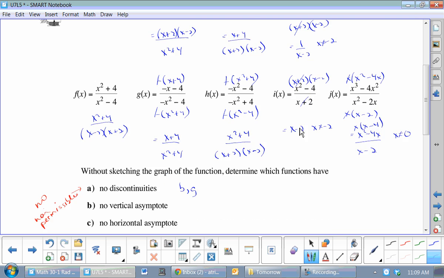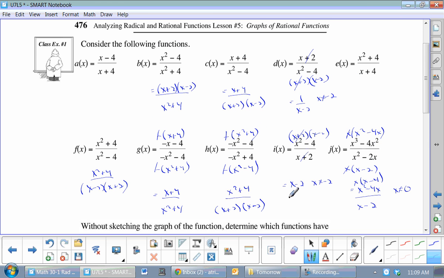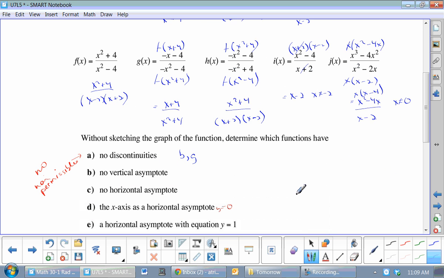Okay, well, I agree with I. This one would not have an asymptote. That would have a point of discontinuity. So I agree with I, but I think we would have to put B and G in there too, right? Because B and G they have no discontinuities, therefore they would have no vertical asymptotes. Okay, so I want to know what you were looking for when you were looking for C, and then tell me the answers. Graham, what were you looking for no horizontal asymptote?